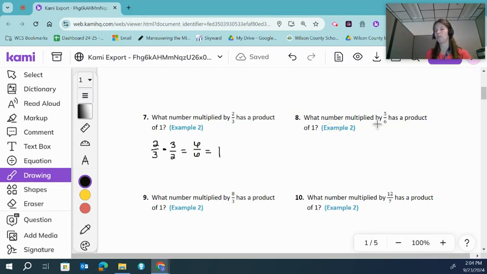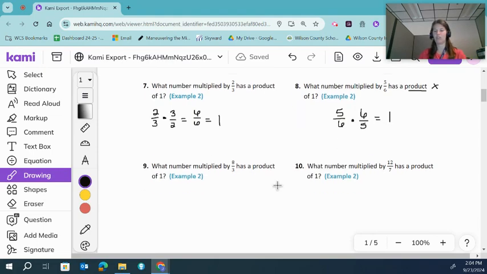So what number multiplied by 5/6 has a product of 1? Remember, product is multiplication. So 5/6 times 6/5 equals 1. I'll let you do number 9 and 10 yourself there.